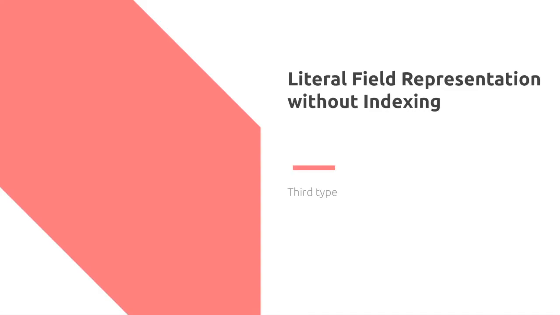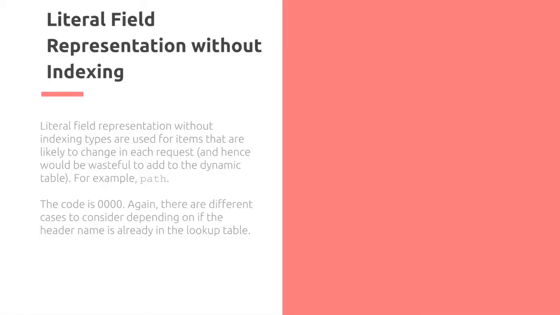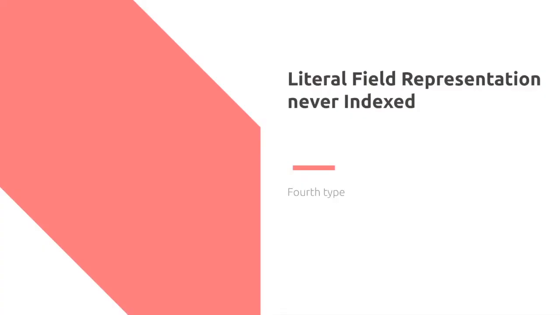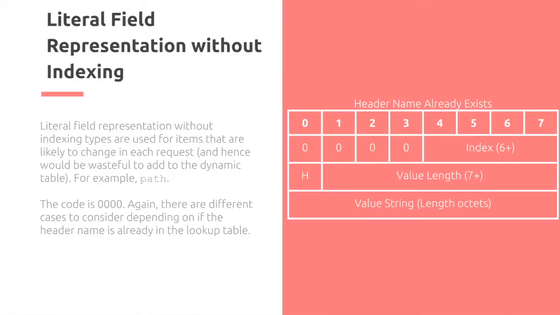Next is without indexing. For the last one we got a header and then we'd index it. This one is for types of items that are likely to change in each request. For example, the path of a request is likely to change. For this one we have a code of 0, 0, 0, 0. These are the most significant bits, and then we have the exact same pattern as before: the Huffman bit, the value length if the header name already exists, and if not, then we simply have the name string and then the value string.